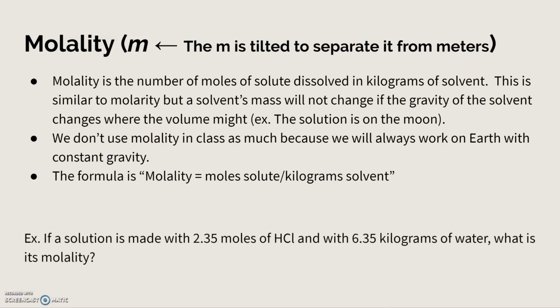For example, if a solution is made with 2.35 moles of hydrochloric acid and with 6.35 kilograms of water, what is its molality? We take the 2.35 moles of HCl and divide them by 6.35 kilograms of water. Our answer becomes 0.37 molality.